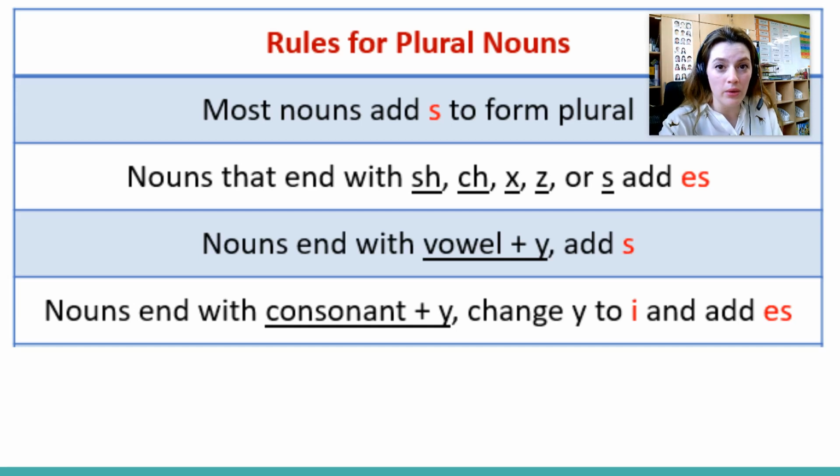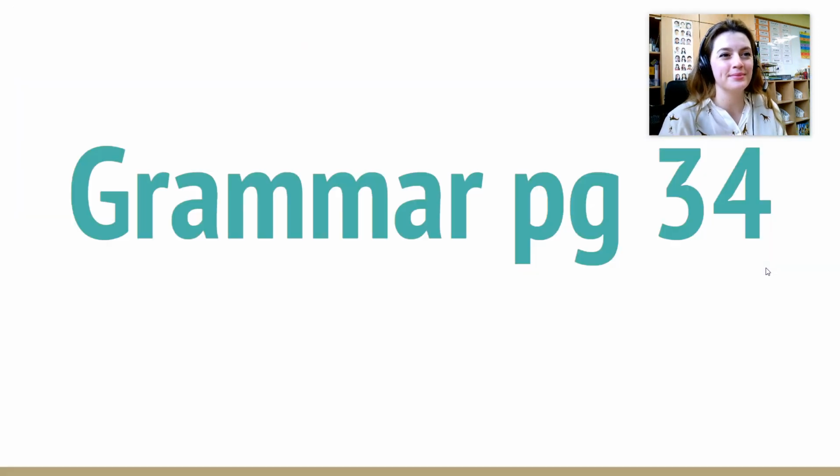So vowel is A, E, I, O, and U. But a consonant is anything else in the alphabet. So RY is consonant Y. AY is vowel Y, and you don't change it to I and add ES. Now, you probably need a little bit more time to copy this down, so pause your video right now and copy down your notes carefully, please.